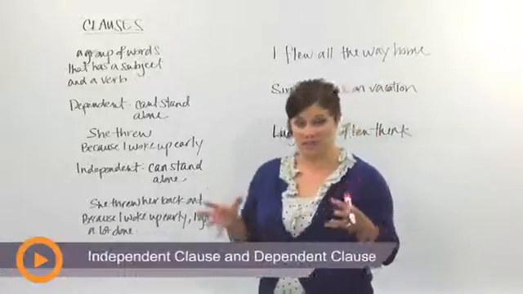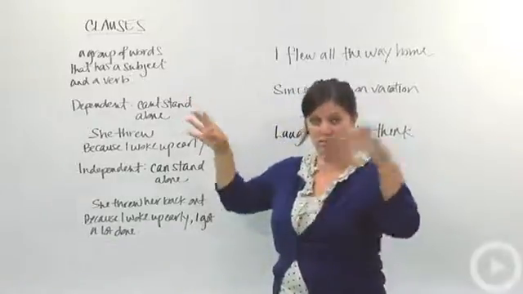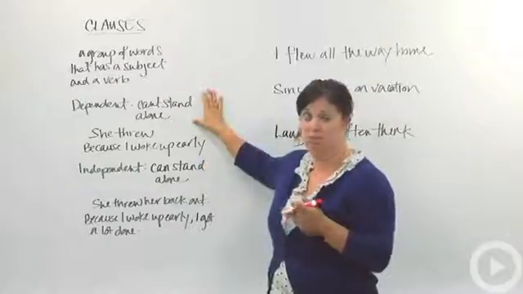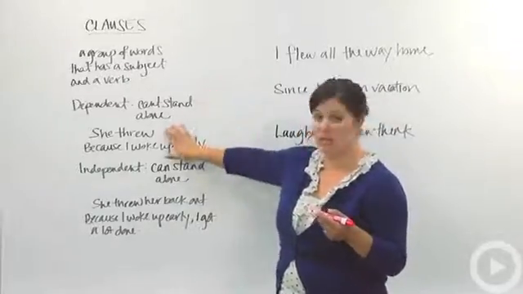Clauses are the building blocks of sentences, and they're pretty easy to understand. They're a group of words that has both a subject and a verb. The catch is that there's two different kinds. The first kind is a dependent clause, which means even though it's got a subject and a verb, it can't stand alone. Something like "she threw."